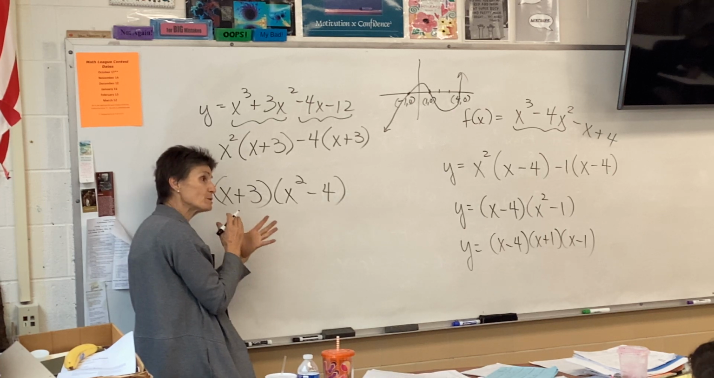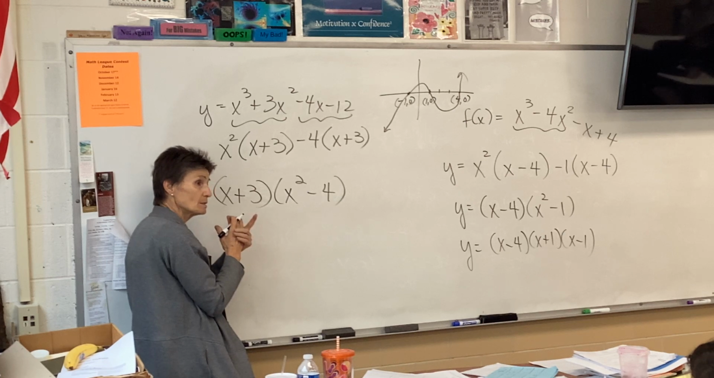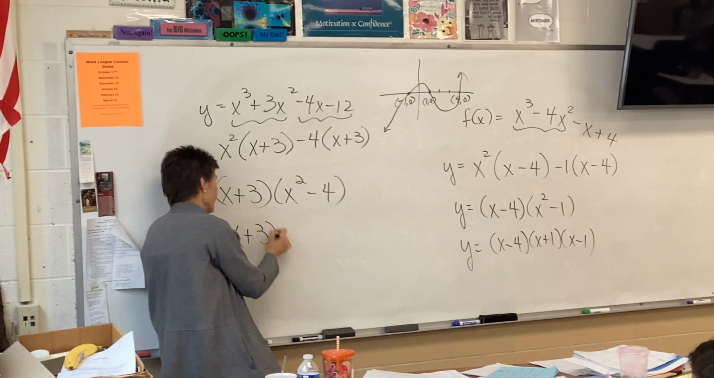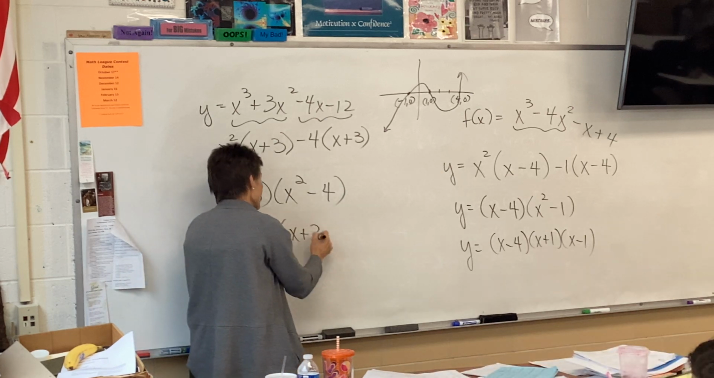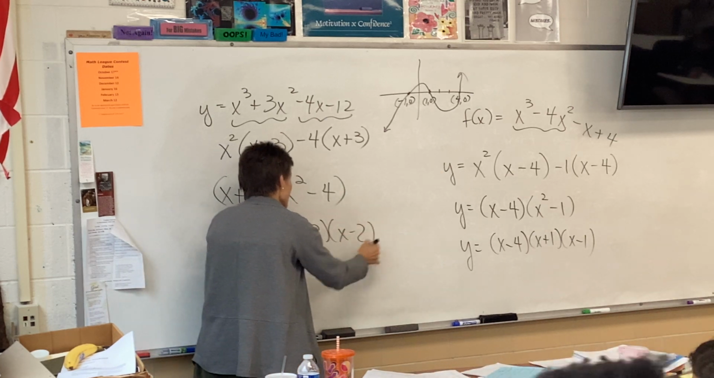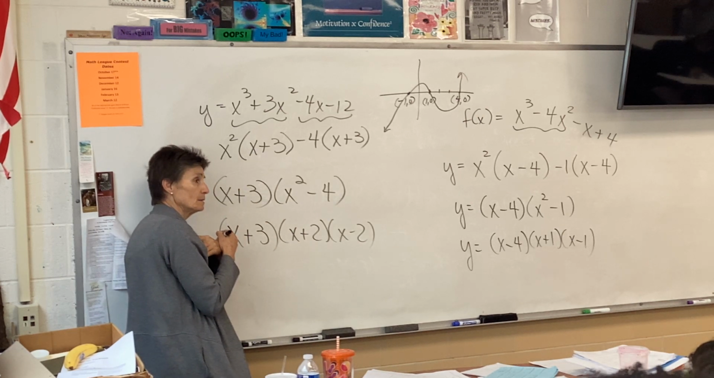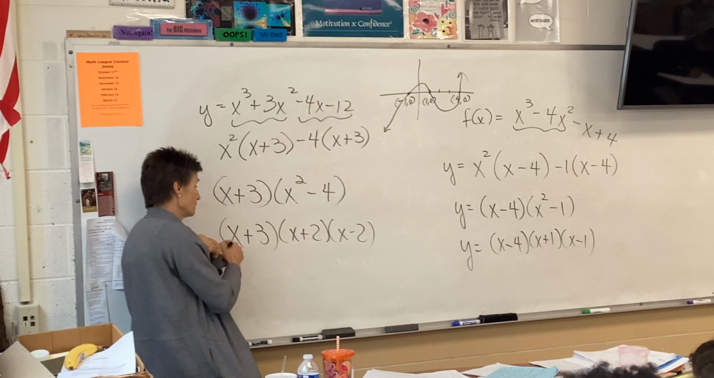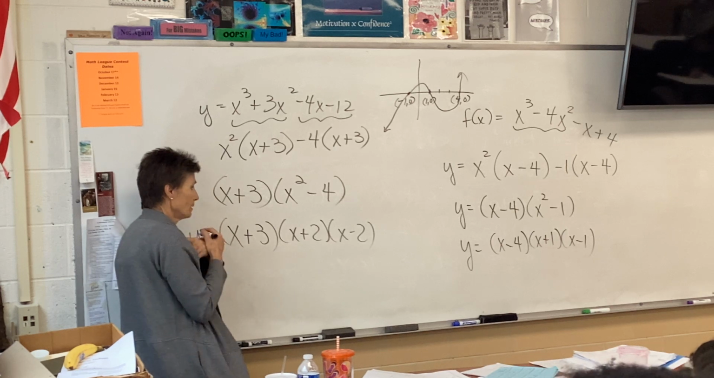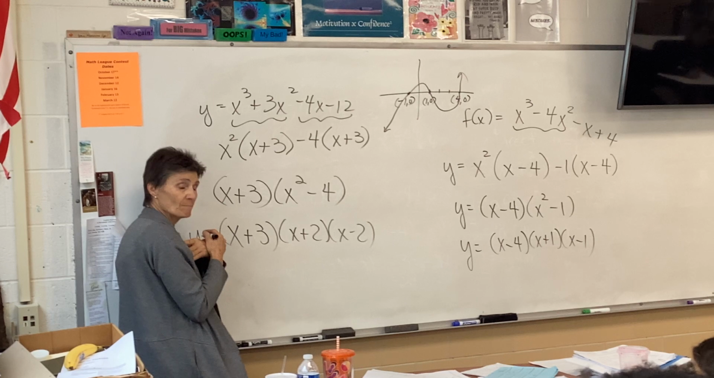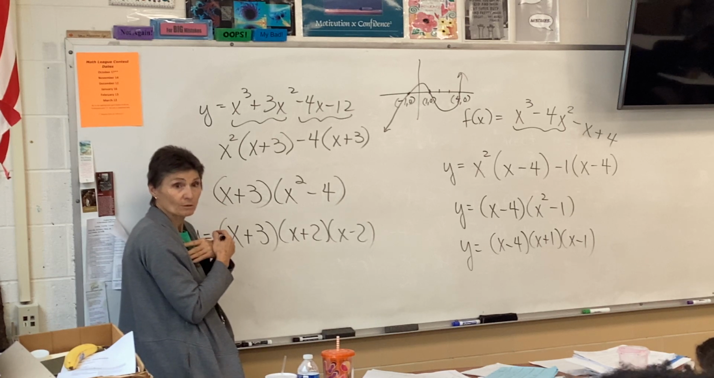Well, what can you tell me about x squared minus 4? It can be split up into x plus 2 and x minus 2. Yes, it's the difference of squares. It's gonna happen all the time. Are we done factoring? Yes. So now we're ready to graph it.